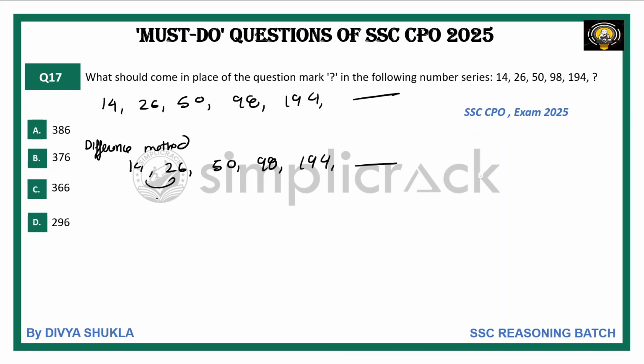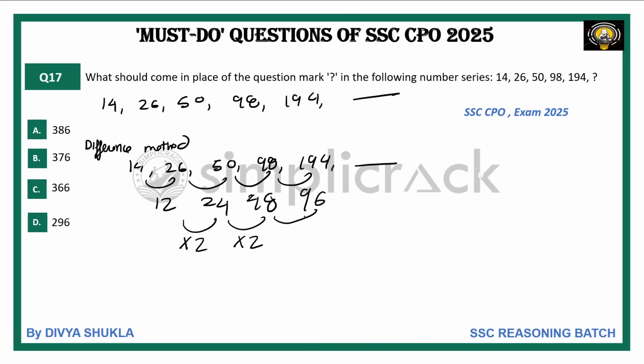In this I have a gap of 12. In this I have a gap of 24. In this a gap of 48, and here a gap of 96. So what you can see is that these numbers are being doubled. That means 12 multiplied by 2 is 24, 24 multiplied by 2 is 48, 48 multiplied by 2 is 96. That means the next number you also need to multiply by 2. You will get 192.